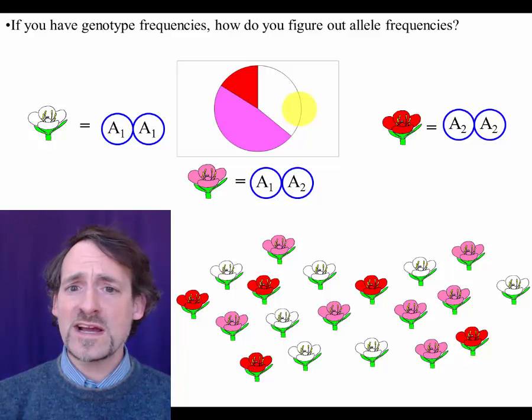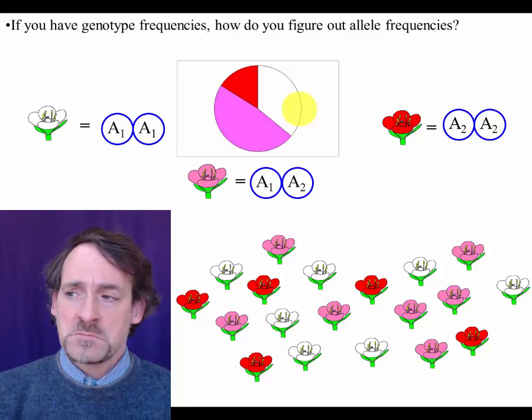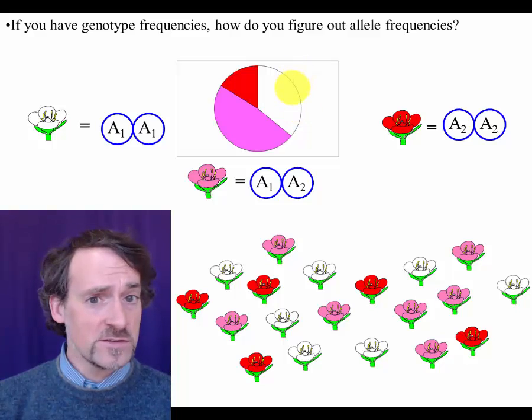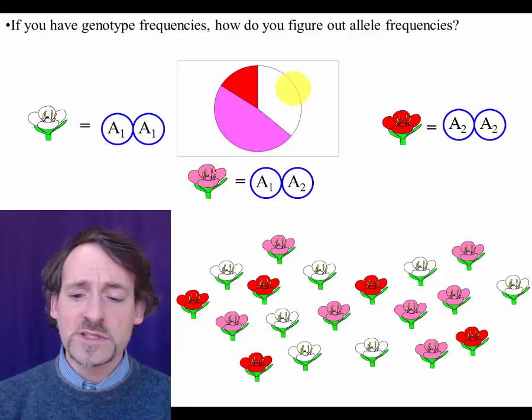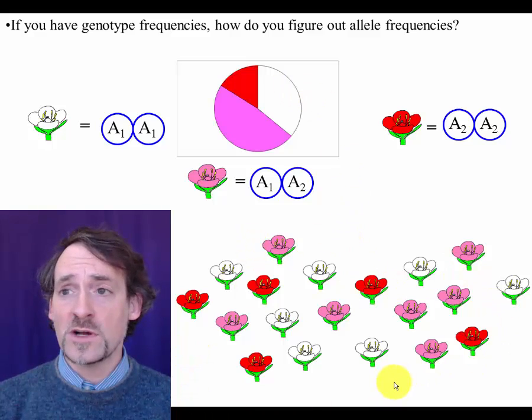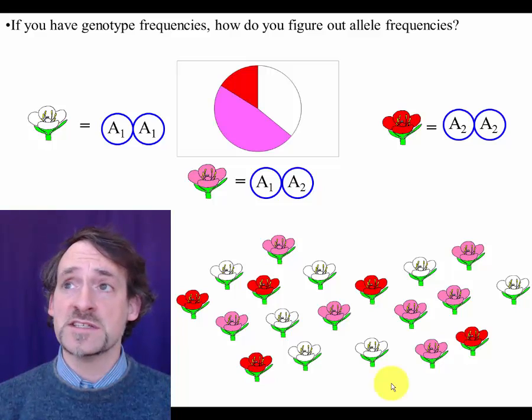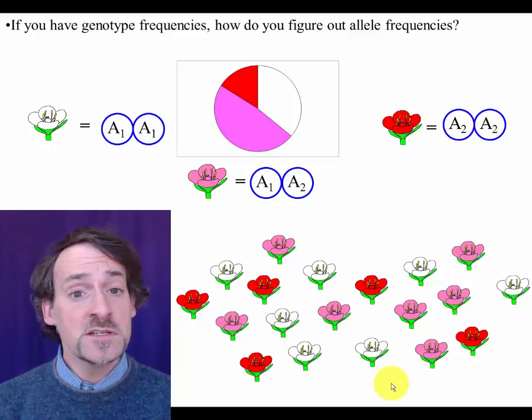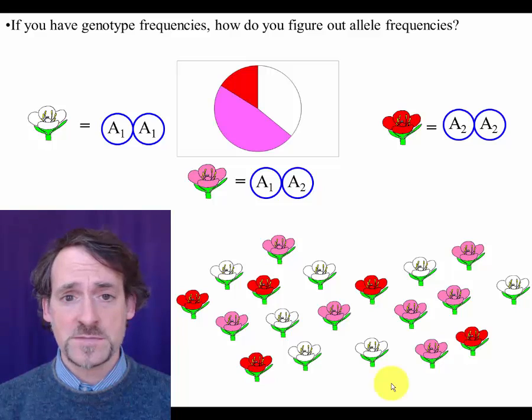Okay, so if you have genotype frequencies and somebody asks you to figure out the allele frequencies, what do you do? Let's say you've got a field of four o'clock flowers. You want to know if they evolve. Evolution is a change in allele frequencies, so you need to know the allele frequencies.